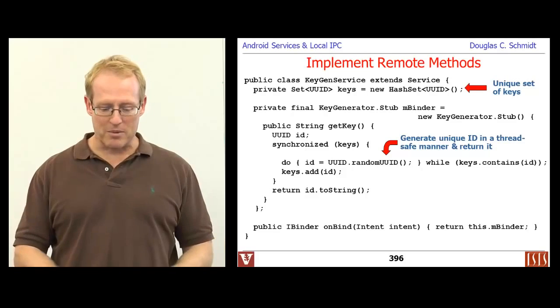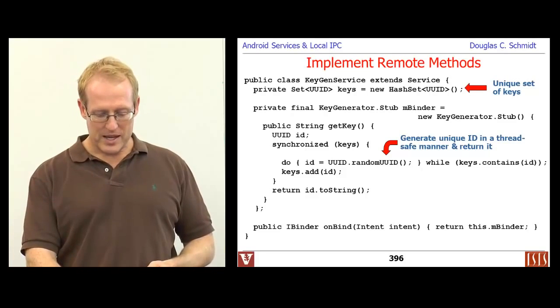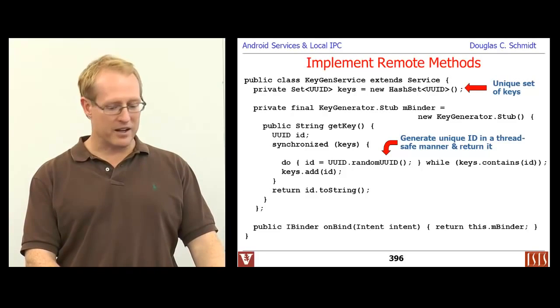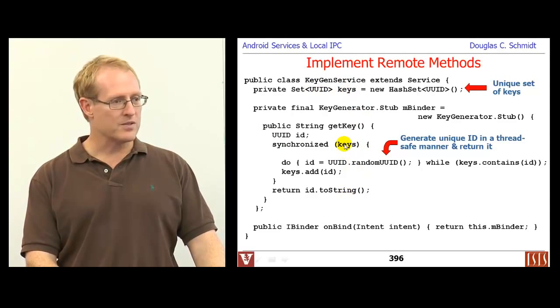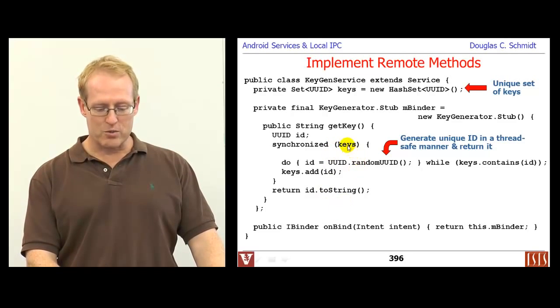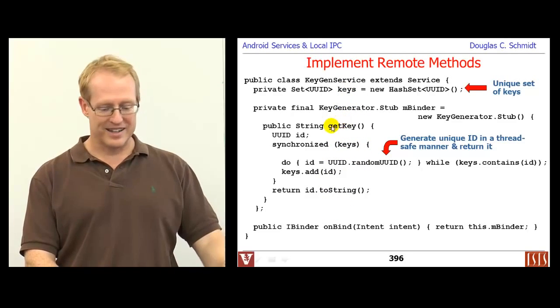So how do we solve the problem? Well, the way we solve the problem is by creating a synchronized block. So here's a synchronized block where we're going to synchronize on this keys. This is just a typical Java trick of saying this is a synchronized region, and we're going to use keys as the lock because everything has a lock.